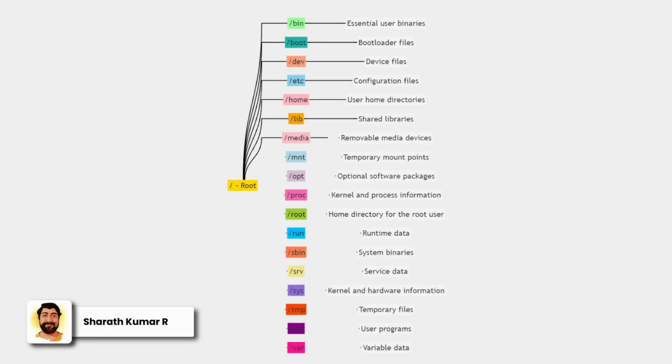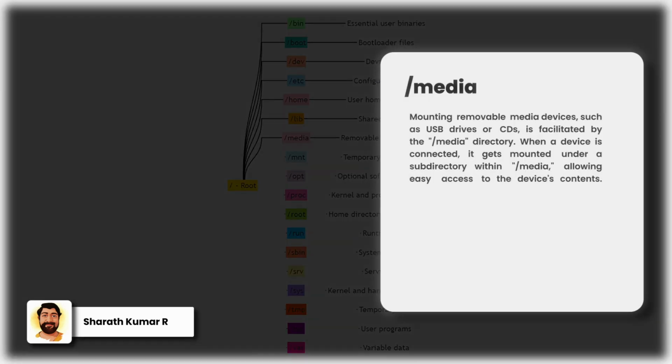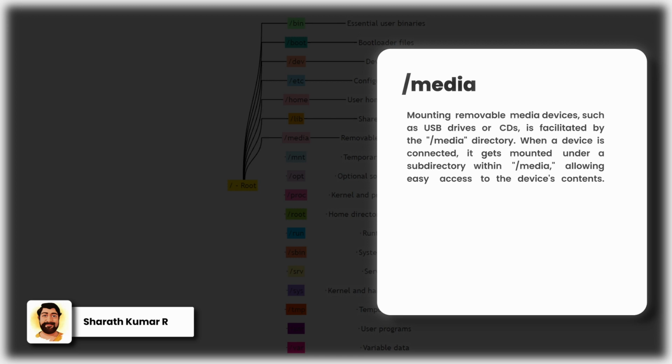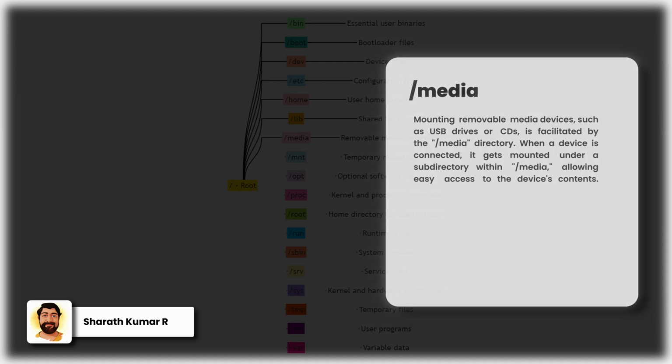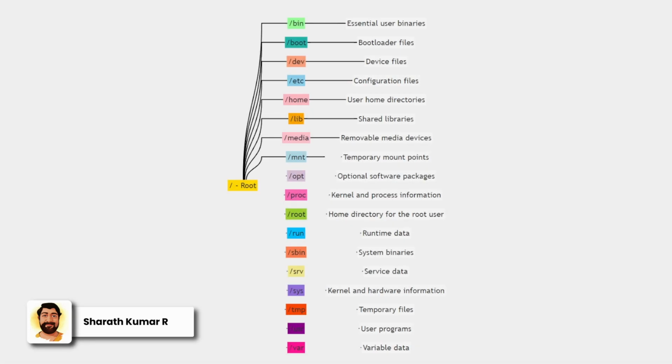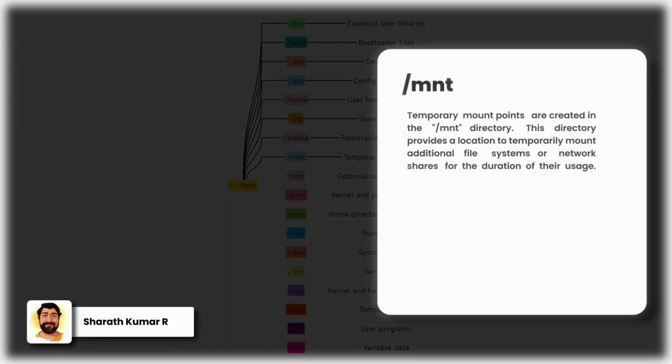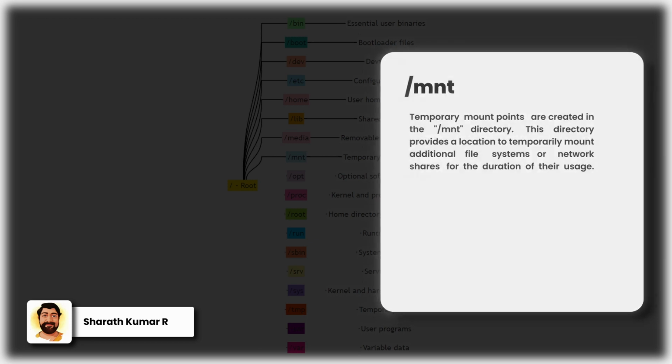Mounting removable media devices, such as USB drives or CDs, is facilitated by the media directory. When a device is connected, it gets mounted under a subdirectory within media, allowing easy access to the device's contents. Temporary mount points are created in the mnt directory. This directory provides a location to temporarily mount additional file systems or network shares for the duration of their usage.